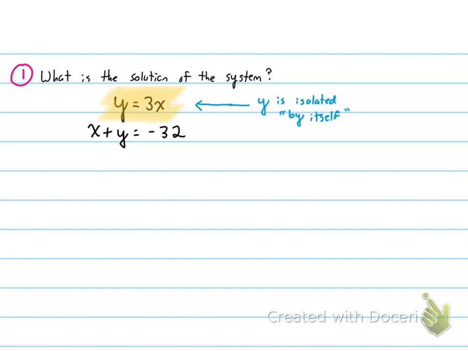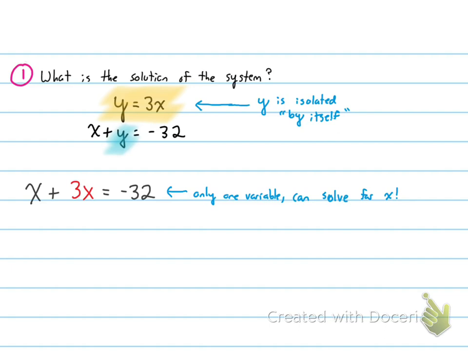Step one, I want to get an isolated variable. Notice here, y is isolated, meaning it's by itself. So that's what I'm going to use to plug in for my other equation. What I mean by that is, y equals 3x, so wherever I see a y in my other equation, I can replace it with 3x. The whole reason that I'm doing that is that now, when I look at this equation, my only unknown, my only variable, is x. Since it's a one variable equation now, I can go ahead and find a number for x.